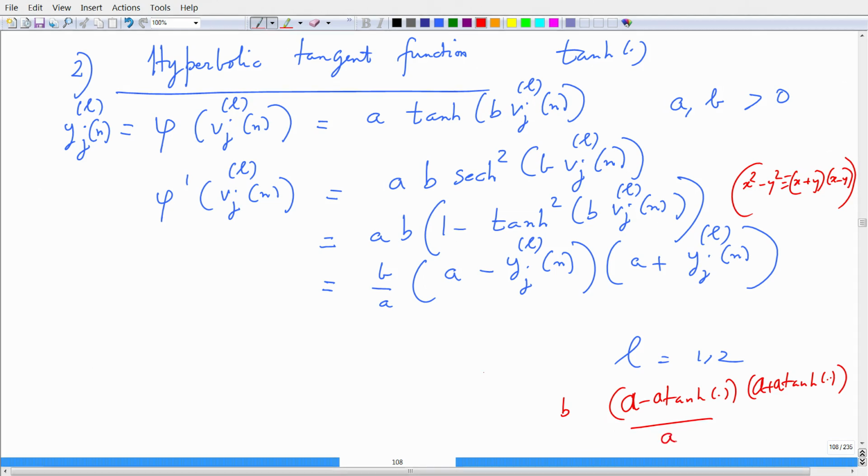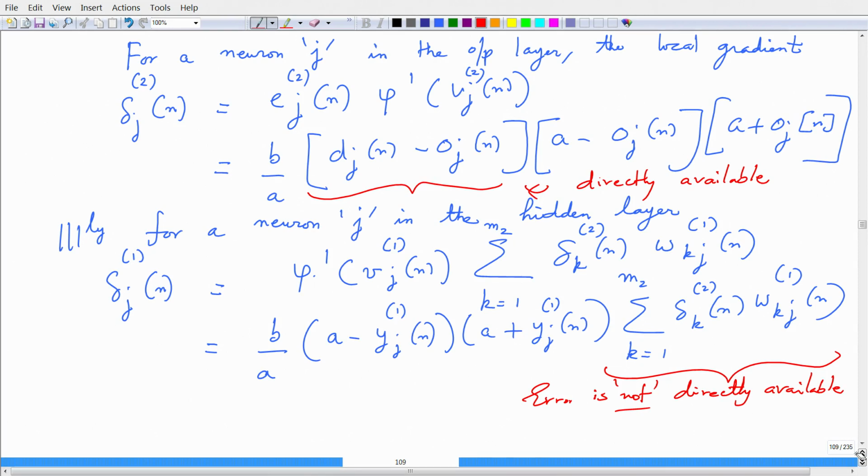So one of these a's I pulled into one of these terms here and I multiply and divide by a, and this a tan h is basically what I have as my yj, right. So this is straightforward algebra, and I think you can do this yourself and verify that this result is valid. So this holds for layers 1 and 2. Okay. Now for a neuron j in the output layer, you can compute the local gradient delta j.